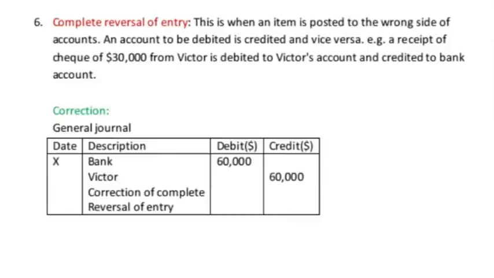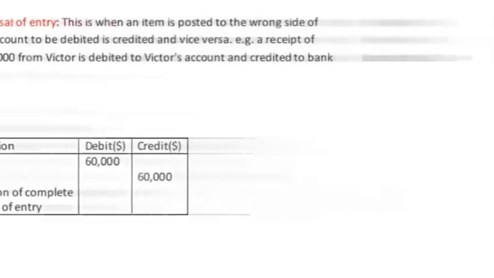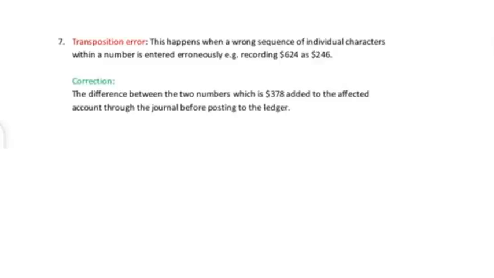Complete reversal of entry. This is when an item is posted to the wrong side of accounts. An account to be debited is credited and vice versa. In this type of error, the figure will be corrected by multiplying it by 2. The amount must cancel the error and then come the actual entries.